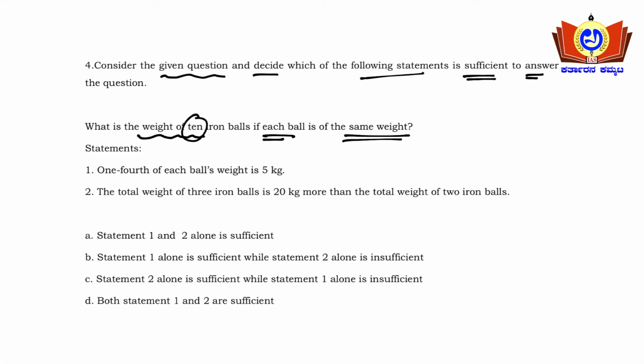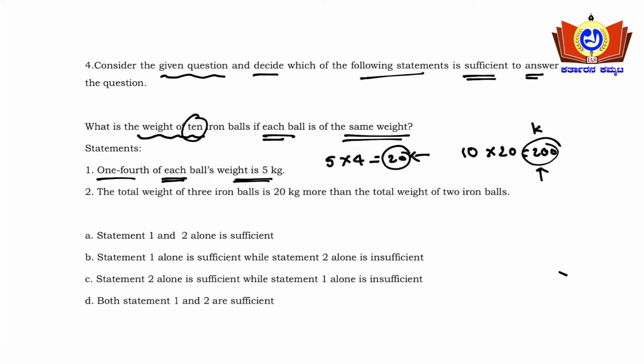The first statement tells that 1/4 of each ball weighs 5 kg. So 1/4 of each ball weighs 5 kg means 5 into 4, that will be 20. 20 kg will be each ball's weight here. Hence there are 10 iron balls, so 10 into 20, that will be 200. So what is the total weight of 10 iron balls? That will be 200 kg here.